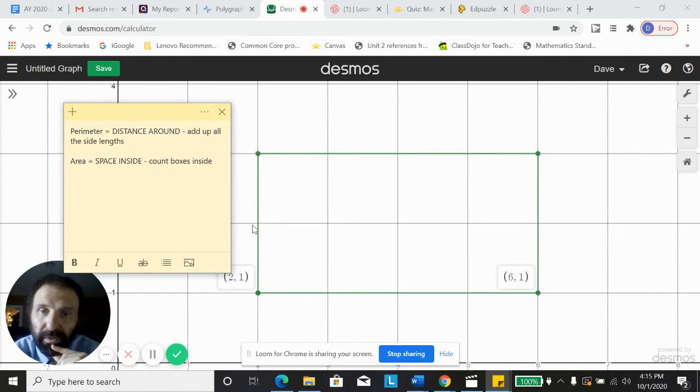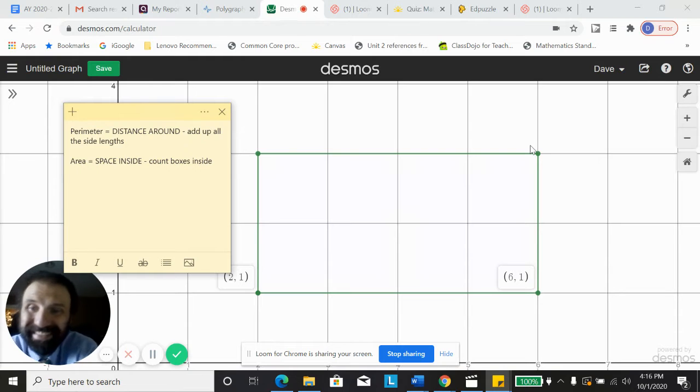So for this one, it would be 1, 2 boxes, 1, 2, 3, 4 boxes, 1, 2, 1, 2, 3, 4. So 2 plus 4 plus 2 plus 4 would be 12. So the perimeter of this shape is 12. It means I have to walk 12 boxes to get all the way around the shape.